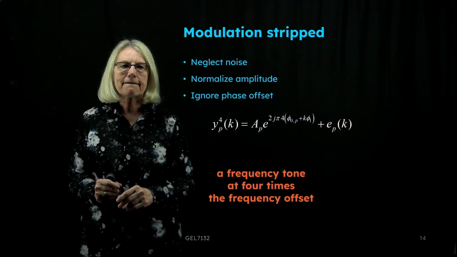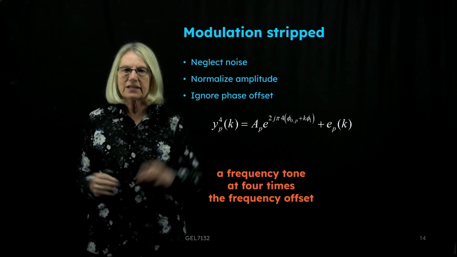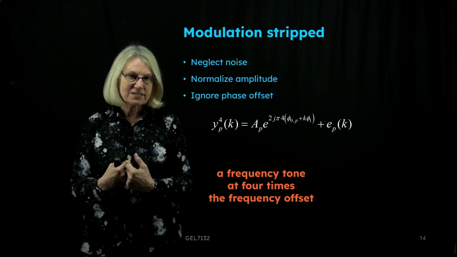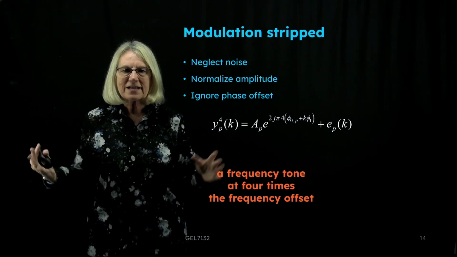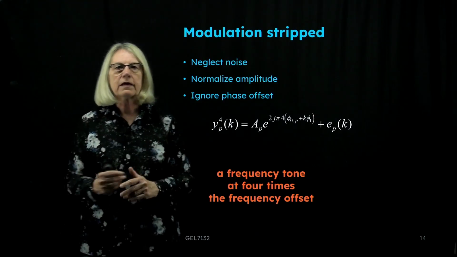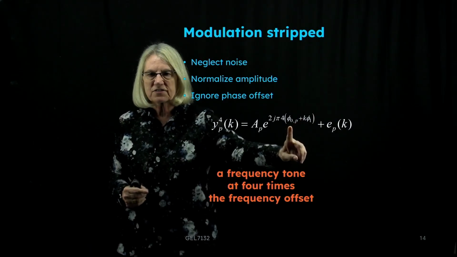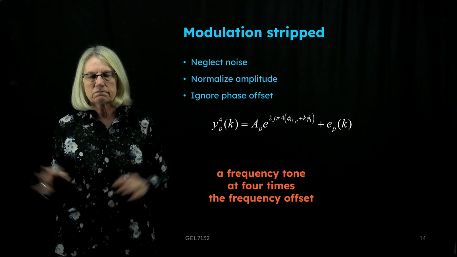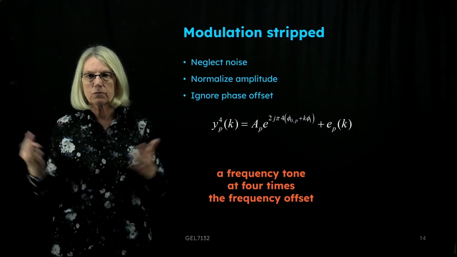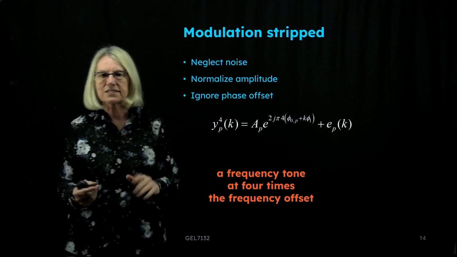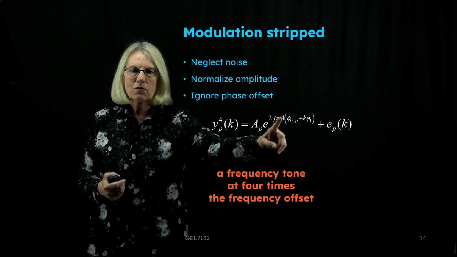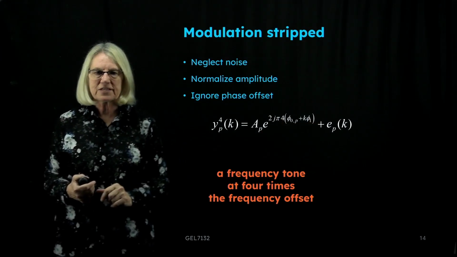So what we're going to do is neglect the noise in our system for coming up with an offset estimation. We're going to normalize the amplitude. I don't care what amplitude it is, I'm just going to put it to 1. And I'm going to ignore this phase offset because it's not going to obscure our frequency offset estimation, so for ease of analysis we can just put it to 0. What we're left with is this factor of 4, which is going to multiply our frequency offset.